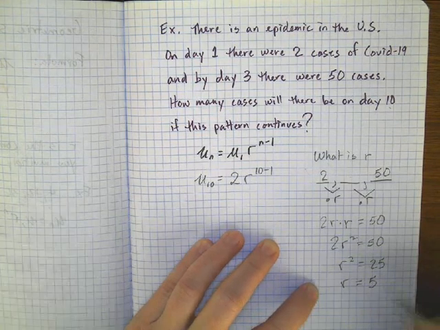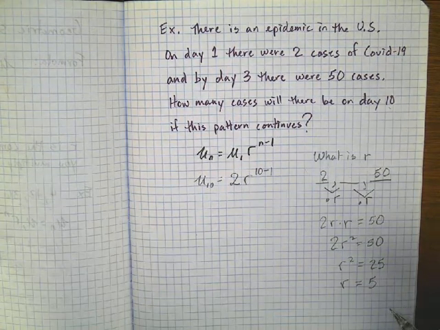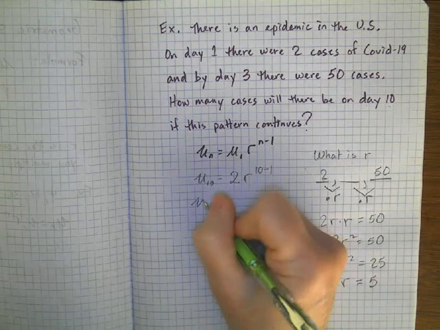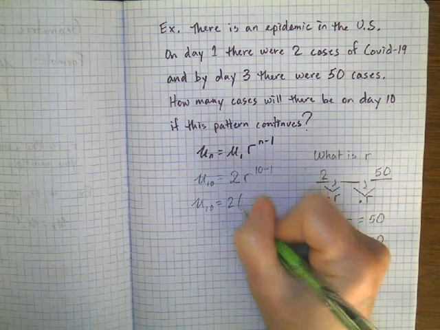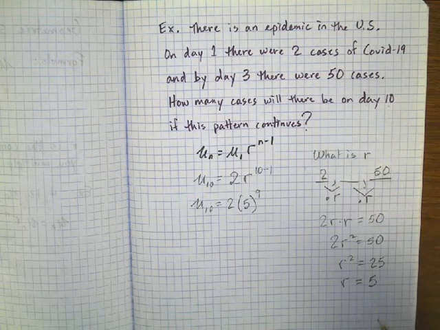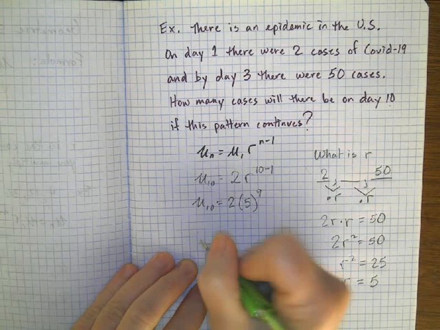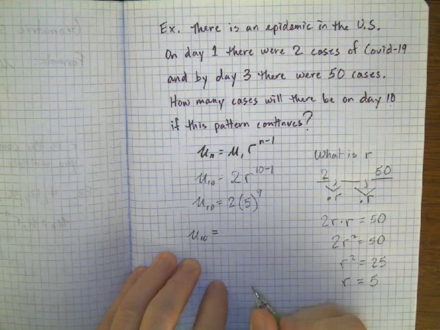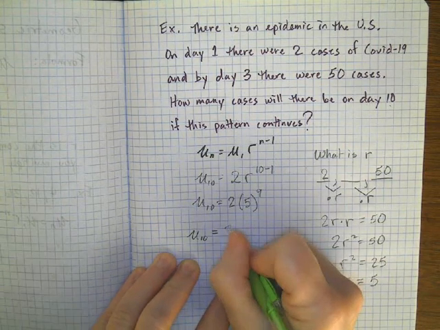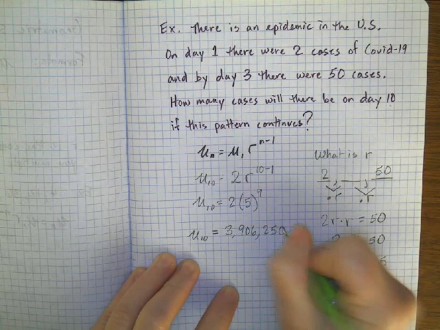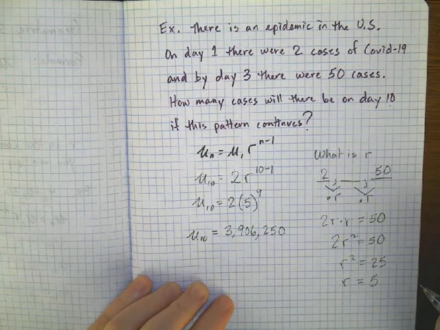It doesn't make sense to take the negative one. I'm not going to multiply by negative 5. I'm not going to have negative cases. So just r is equal to 5. And then we can put that in. U sub 10 is equal to 2 times 5 to the 10 minus 1, which is 9. And if we put that into our handy-dandy calculator, how many COVID-19 cases will there be on day 10 if we do nothing? 3,906,250. That is why we're sheltering in place.